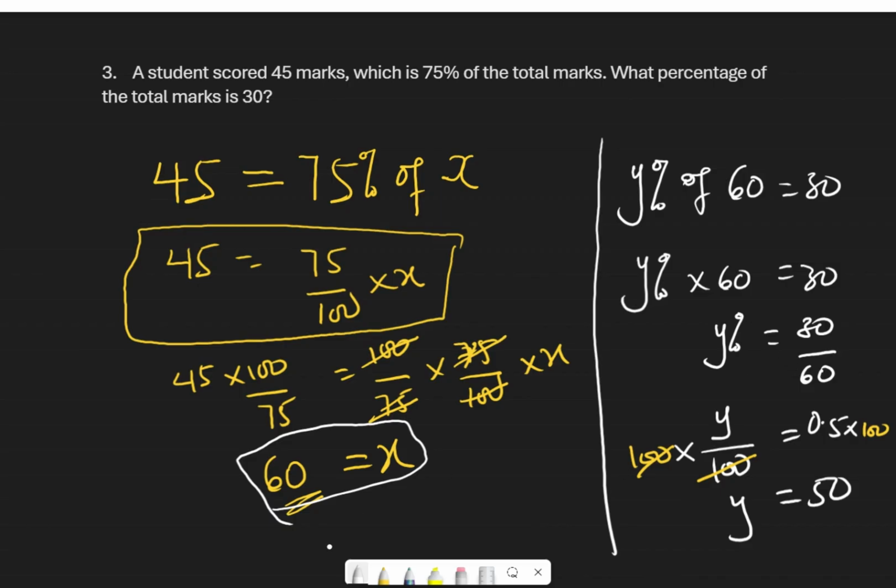So it means that 50% of the total marks is 30. 50% of the total marks, which is 60, is 30. That's all.